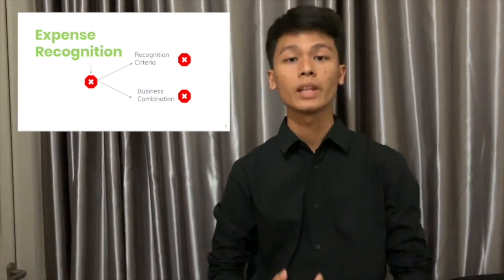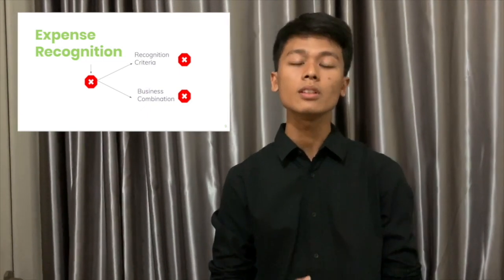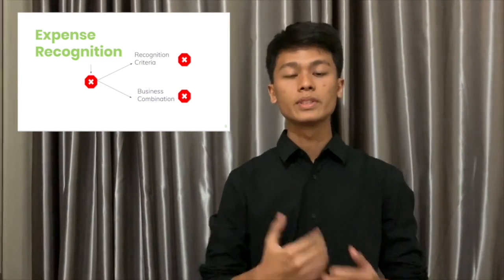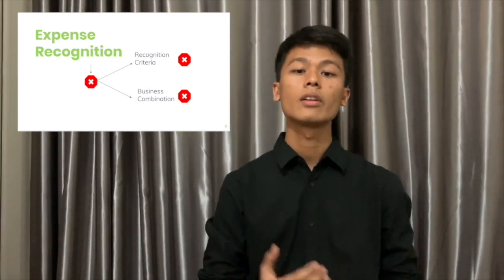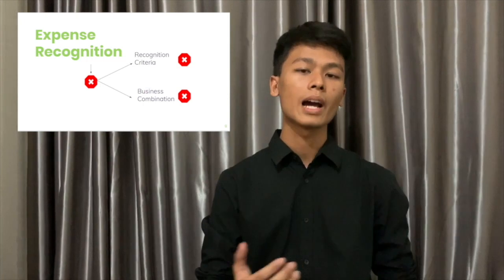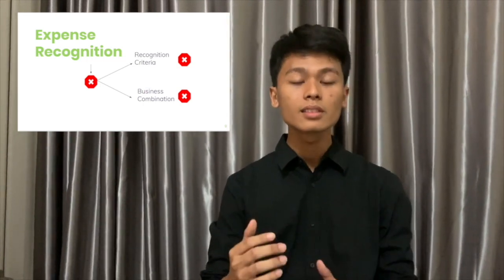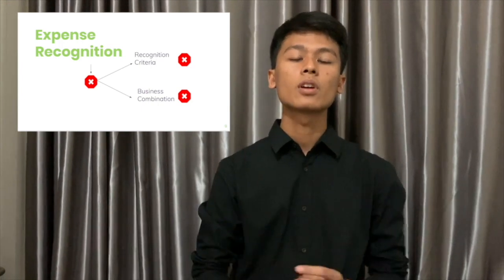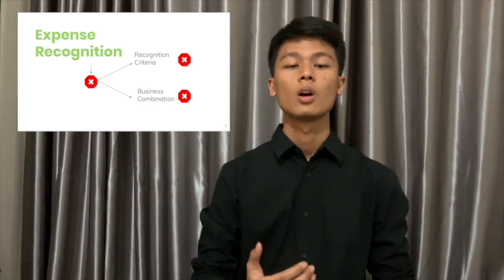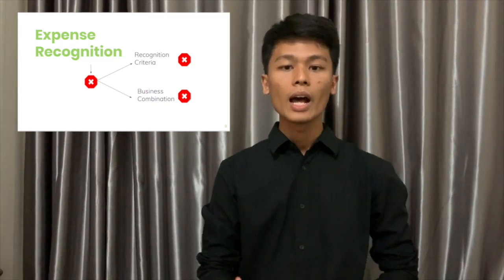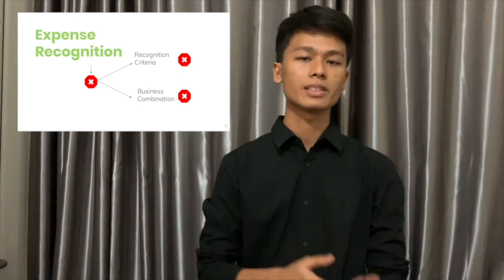Here I'm going to explain about expense recognition and also the measurement after the recognition. So basically, expenditure on an intangible item should be recognized as an expense when it is incurred unless it forms part of the cost of an intangible asset that meets the recognition criteria, or the item is acquired in a business combination and cannot be recognized as an intangible asset.